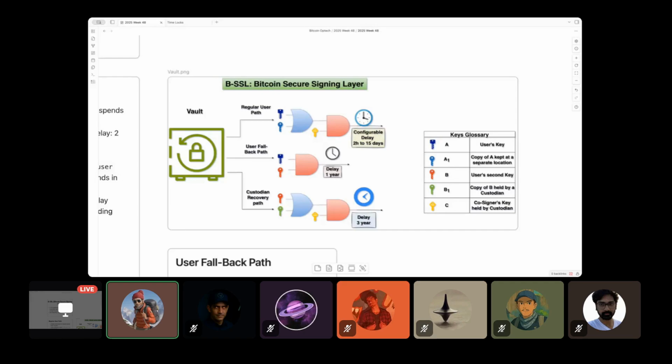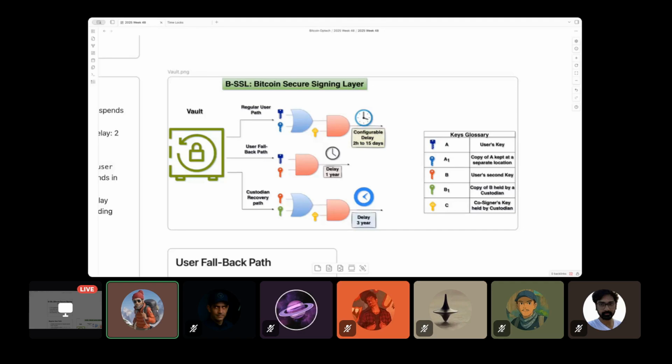taproot script. So now you have three different paths to spend, and there are multiple keys involved. And here is a glossary of the keys, and we'll see them one by one. The first key, called A, is the user's key that the user controls, has immediate access to, most likely a hot wallet. And then a copy of the same key is kept at a separate location to introduce redundancy.